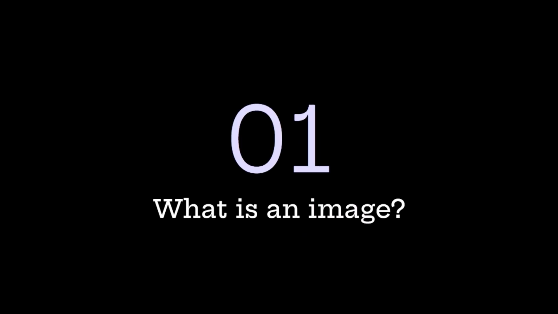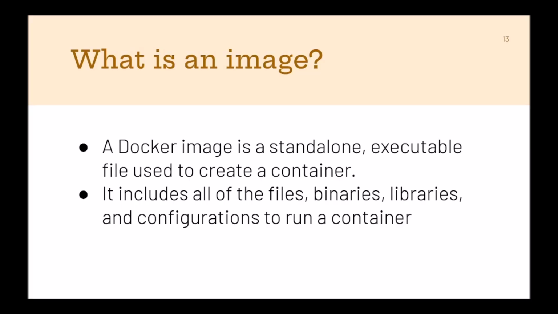First, let's have an understanding of what an image is. An image is essentially a standalone executable file that is used to create a container. So, as we're aware, a container contains all of the dependencies, the binary files, the libraries, configuration, everything that's required to execute our code. And inside a container, first we need to build an image. An image essentially has all of these files packaged, and the container is built on top of this image.